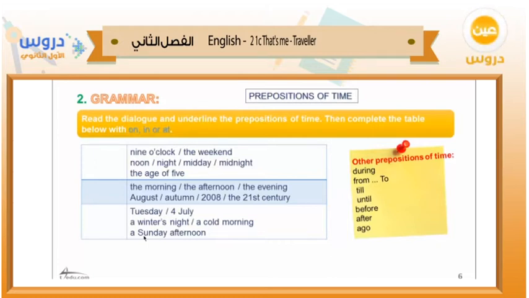Okay, now let's check your answer. At 9 o'clock, at the weekend, at noon, at night, and etc. What about the morning, the afternoon? In the morning, in the afternoon. And of course the last one will be on Tuesday, on 4th of July, on a winter's night, and so on.